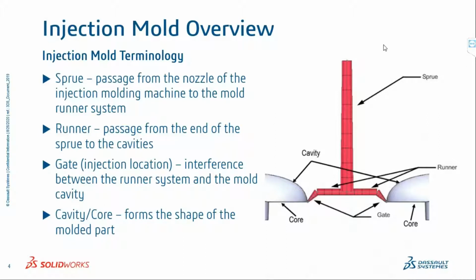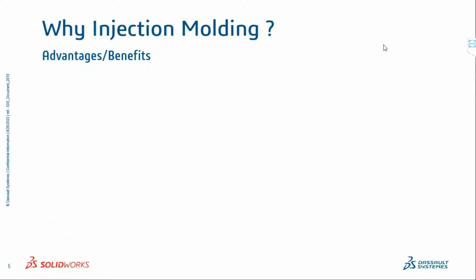Right, so I am just reiterating all the basic terminologies. What is runner, then what is the sprue, what is the cavity, core, and gate system, etc.